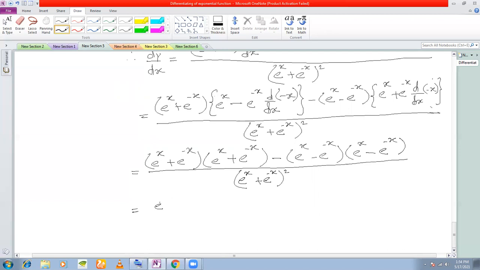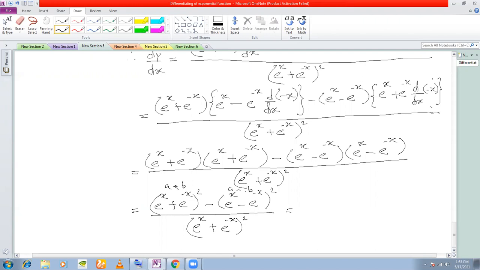So what do we get here? e to the power of x plus e to the power of minus x square minus e to the power of x minus e to the power of minus x square, divided by e to the power of x plus e to the power of minus x square. So here, if you see, this is (a plus b) minus (a minus b) whole square form, right? So this will be (a plus b) whole square minus (a minus b) whole square is 4ab. So this will be 4 e to the power of x into e to the power of minus x divided by e to the power of x plus e to the power of minus x square.